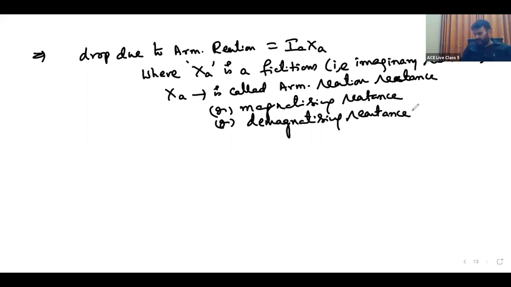Okay, we will go for a break just after 5 minutes. So with that, armature reaction is going to be completed, and after that we will start with another topic.